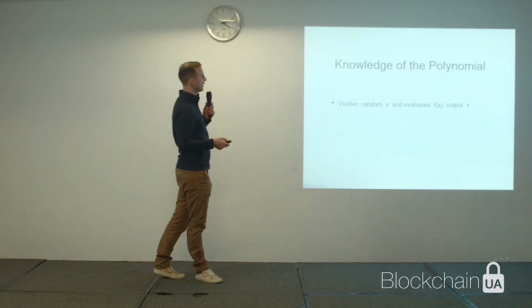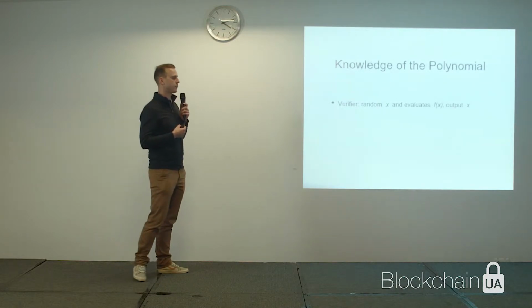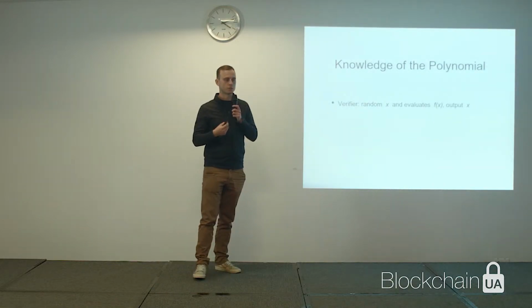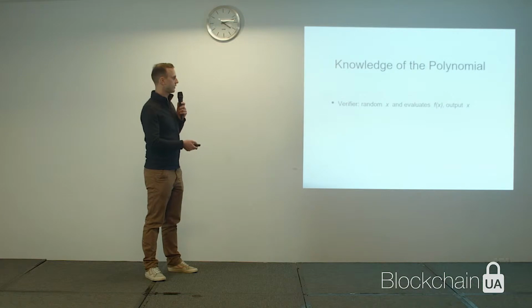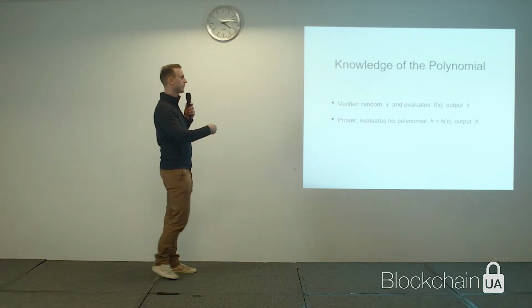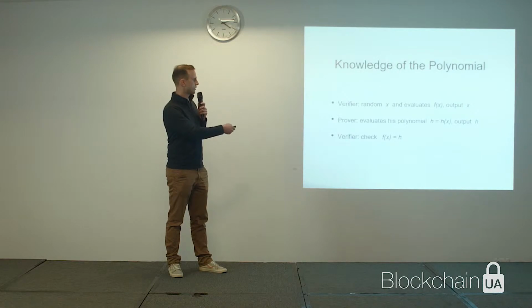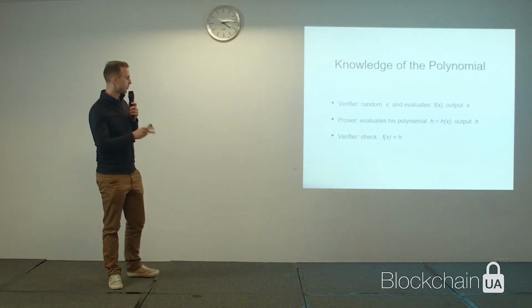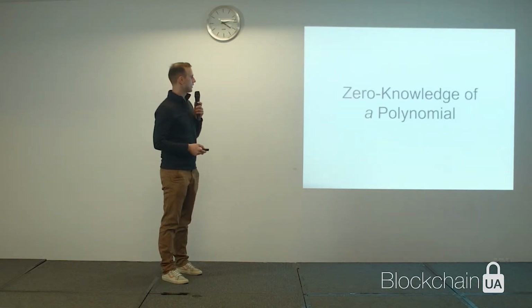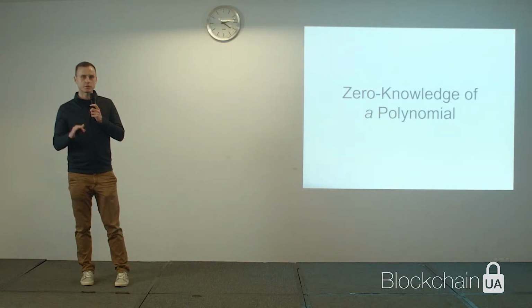So how can we check the knowledge of the polynomial in this case? For example, the verifier wants to check that the prover knows the same polynomial that he knows. So what can he do? He can just randomly select x and evaluate this polynomial locally. He can send this x to the prover and ask him to evaluate his polynomial with the same x and output the result, and he just checks if it's equal. There is a very high probability that if it's equal, then both of them have the same polynomial. This is a protocol to prove knowledge of the concrete polynomial.